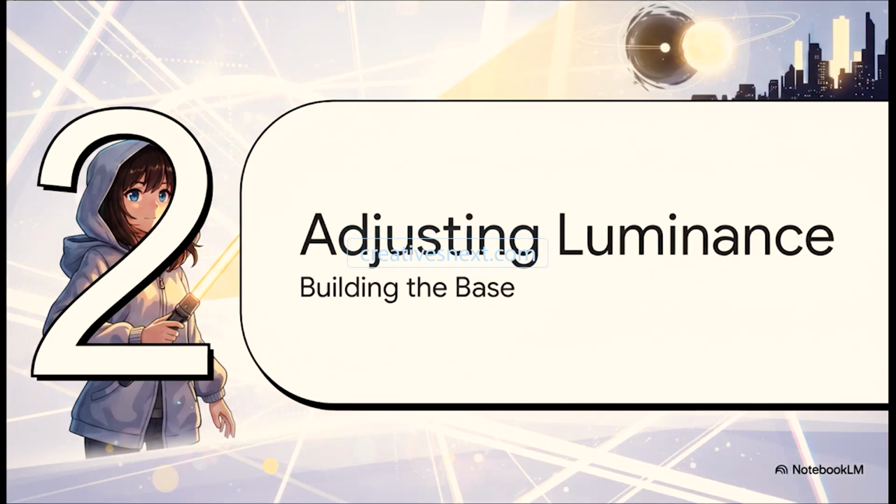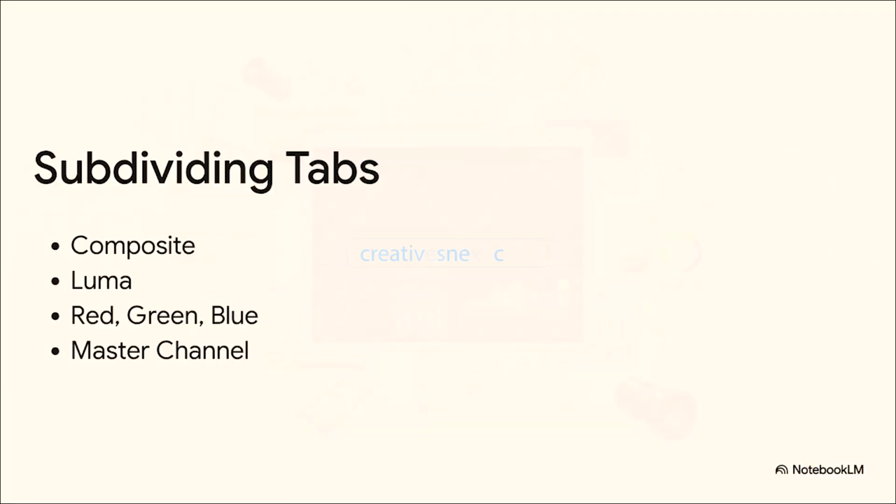Moving on to Section 2. Step 1, adjusting luminance, building the base. So our very first major step is manipulating the brightness and the darkness before we touch any specific color channel. Avid packs the Levels tab with some serious precision tools, giving us a lot more control than the standard HSL tab. We've got our composite and Luma tabs for overall brightness, our individual red, green, and blue tabs to target specific colors, and of course our master channel for global adjustments. It really is a highly precise toolkit.